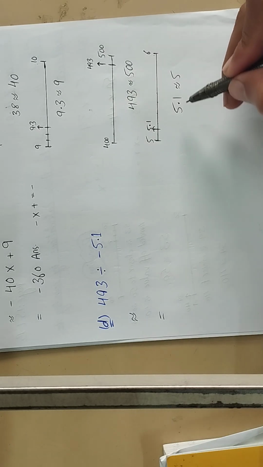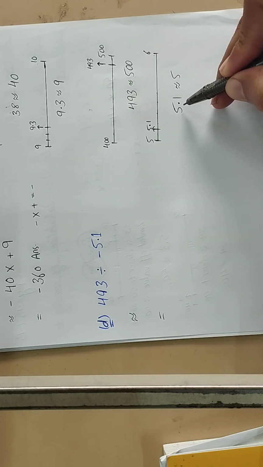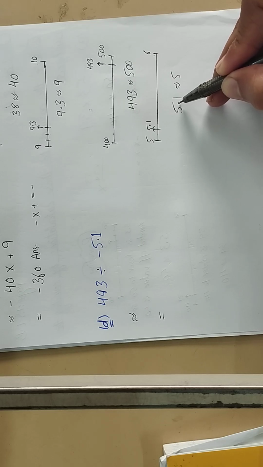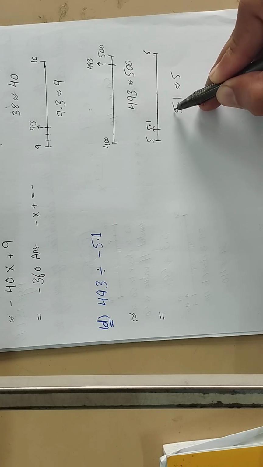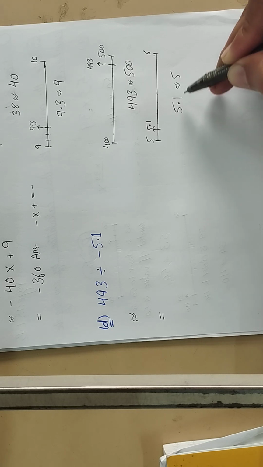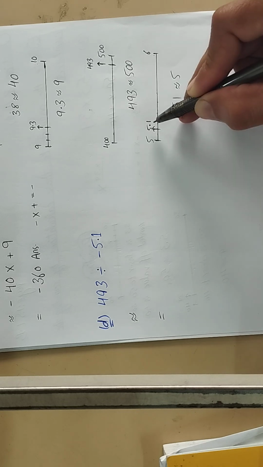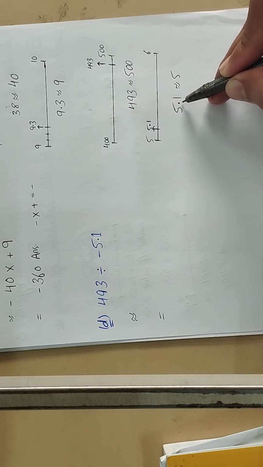You can also round off this number by the other technique we have used in our previous lesson. What was that? See the digit after the decimal point. This number is less than 5. It means do not increase this number, do not give any carry to this number, keep this number same. So its rounded off value will be 5. So you can either use number line or you can use that other technique.